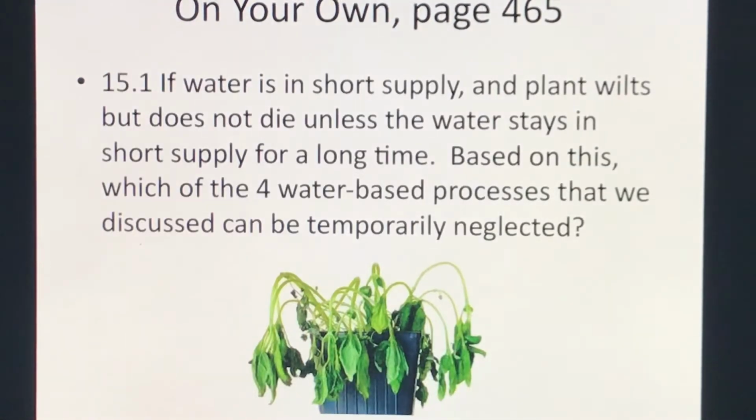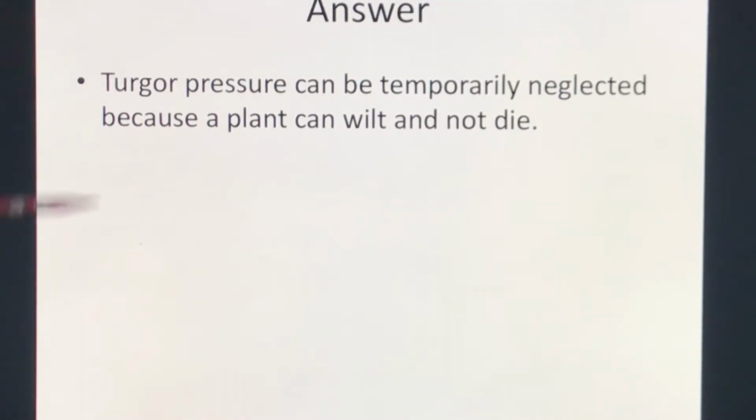All right, so let's look at On Your Own, page 465. It says, if water is in short supply and a plant wilts but does not die unless the water stays in short supply for a long time, based on this, which of the 4 water-based processes that we discussed can be temporarily neglected? So the answer in this case is the turgor pressure, because the turgor pressure can be temporarily neglected in a plant.